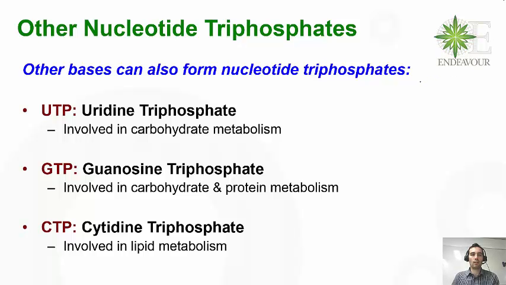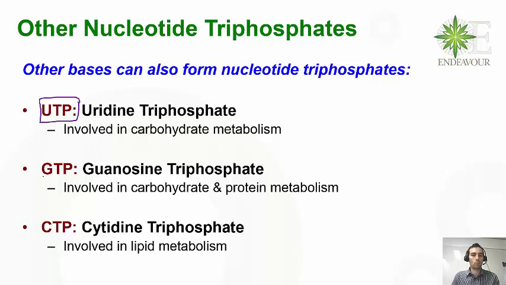So we can have other bases forming these nucleotide triphosphates, so it's not just adenine. So we will see our UTP in a later lecture, and this is involved in a process where we're actually building a storage of glucose called glycogen. So the UDP is actually used in a process called glycogenesis.